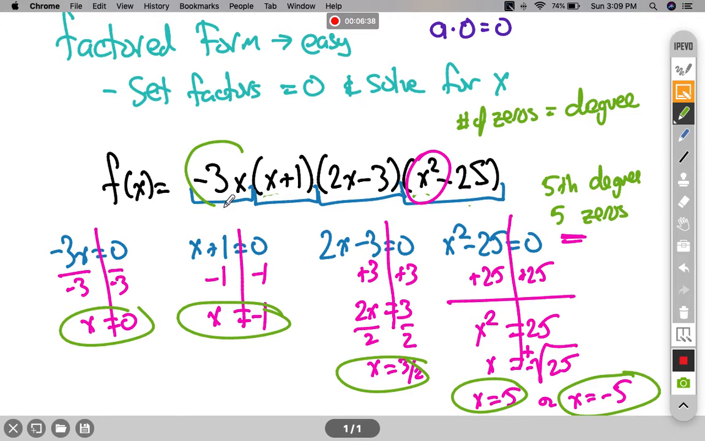Don't forget if we have a factor up front that's not in parentheses, because we're not adding or subtracting. Don't forget if I have a squared in here, I'm going to have to do a little bit more to solve. Keep in mind this rule of thumb: number of zeros is equal to the degree.